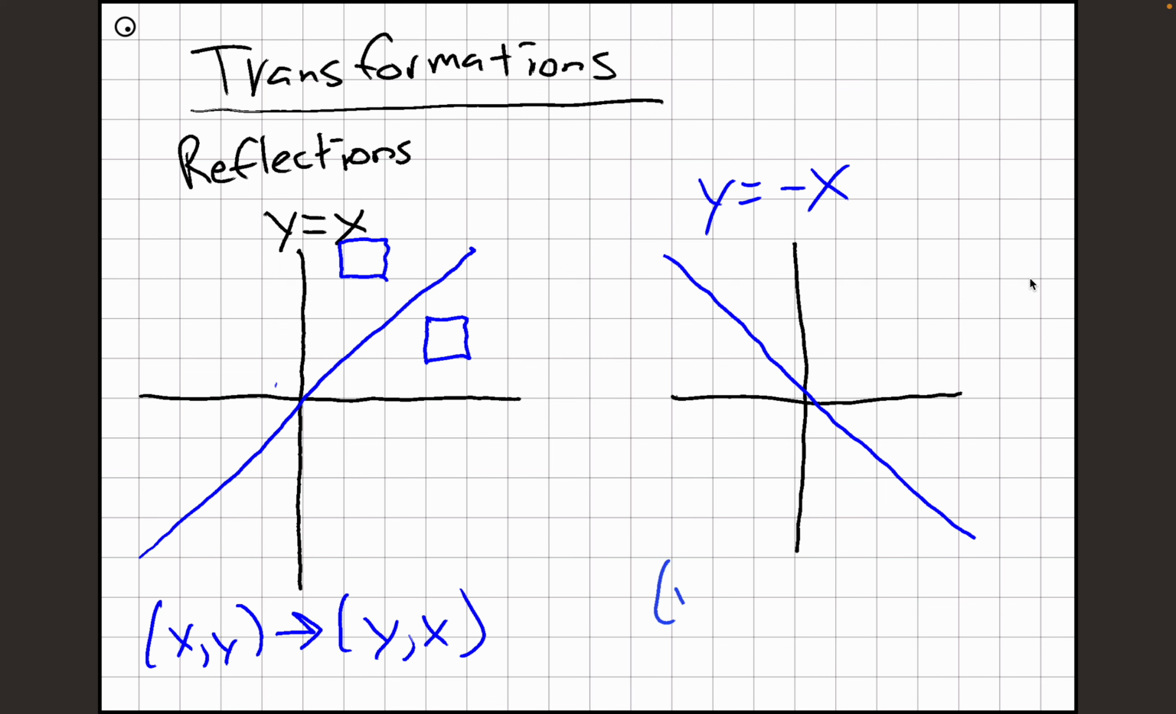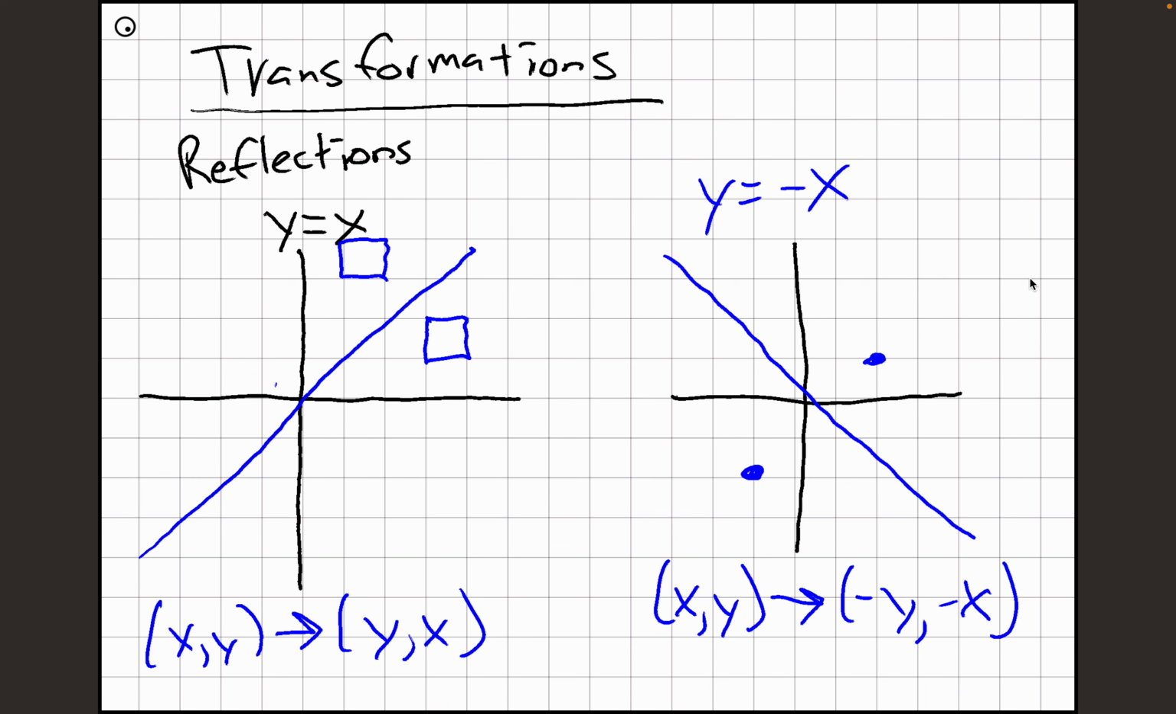What happens with our x and y here is we have x, y, and it becomes negative y, negative x. So like if I had this coordinate right here, which is 2, 1, and I need to reflect it over the y equals negative x line, what would my new coordinate be? This is 2, 1. Negative 1, negative 2. So it would be right here.